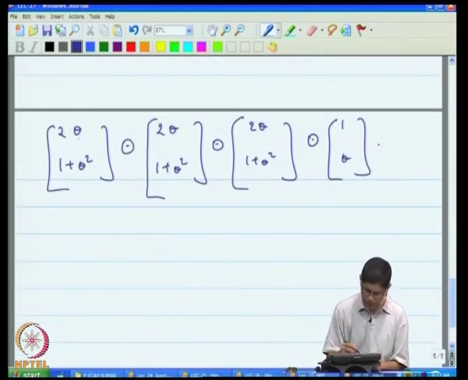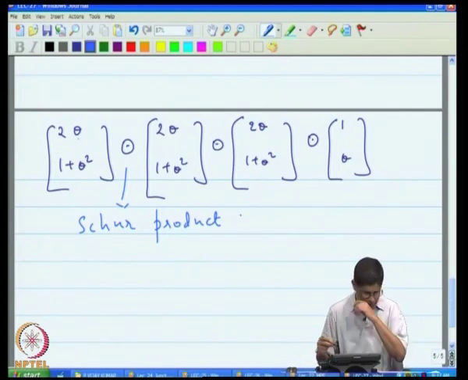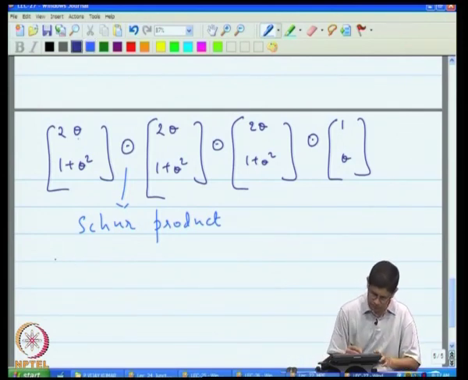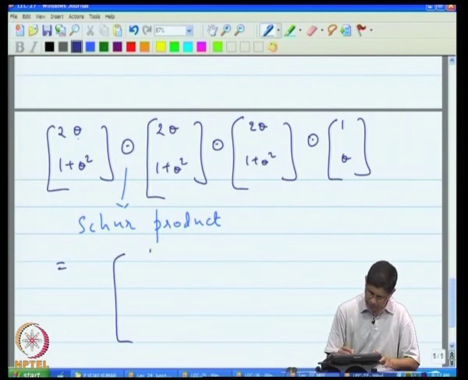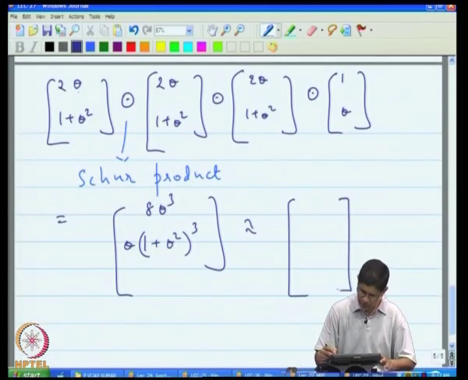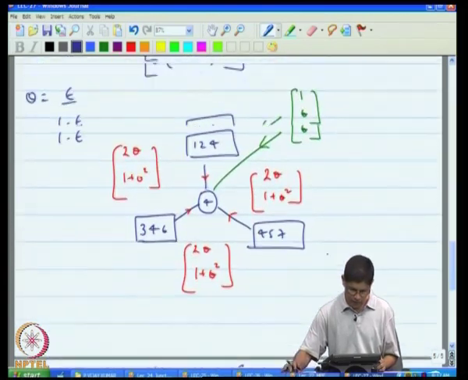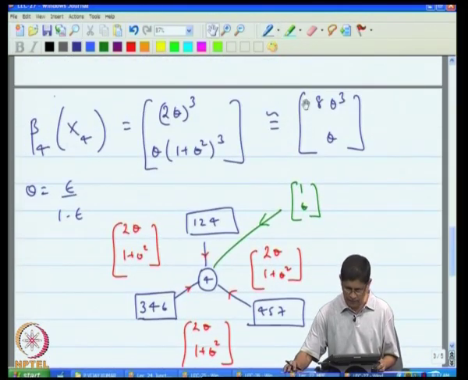If you take the component by component product, this is the Schur product. So it is just the component by component product. This is equal to 8 theta cubed (1 plus theta squared) the whole cubed into theta, and because theta is small typically in the applications of interest, you can approximate this by 8 theta cubed and then theta at the bottom. Okay, so that's where we ended up in the last lecture.